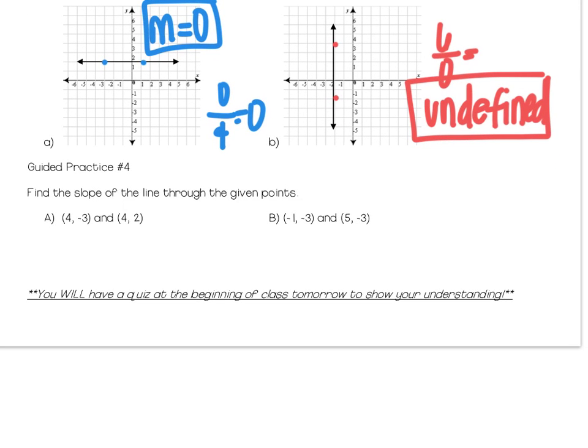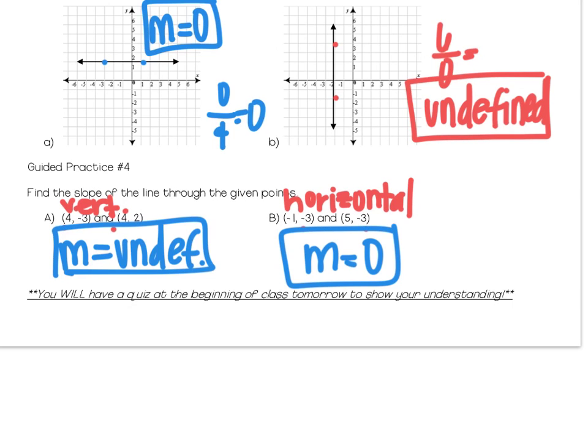Guided practice number 4, they want the slope of these 2 points. If your x is the same as it is in example A, that means that your x is the same for all points, which means this is a vertical line. And if your y is the same as it is in question B, that's going to be a horizontal line. So I want you to pause the video and tell me the slope of a vertical line for A and a horizontal line for B, and then resume the video when you're finished.